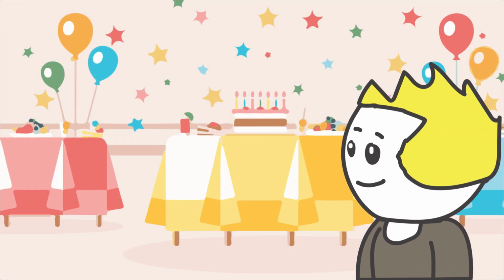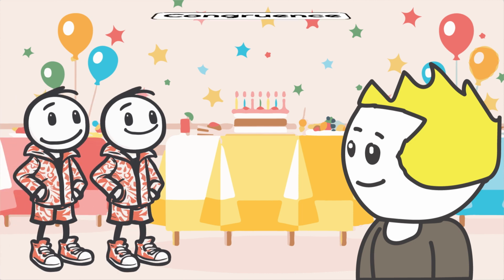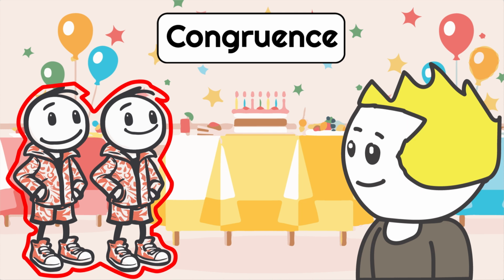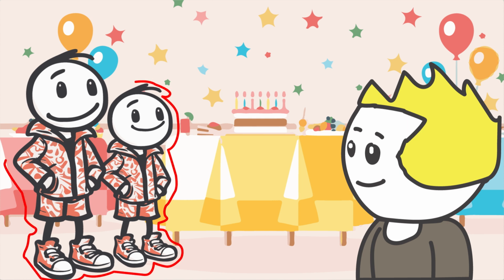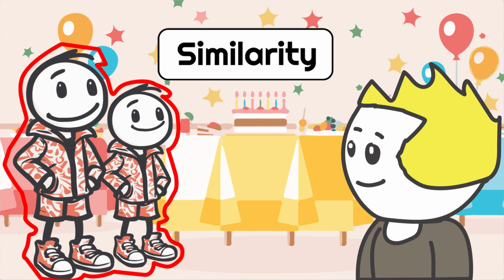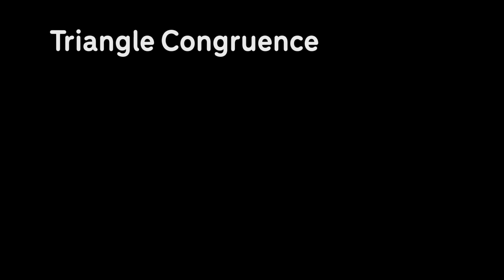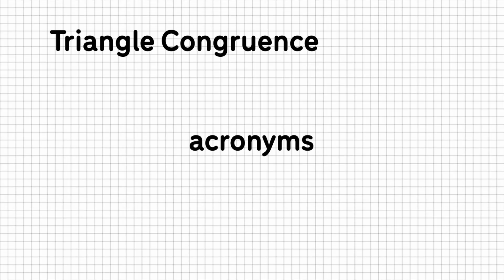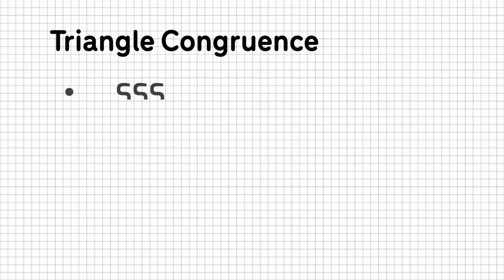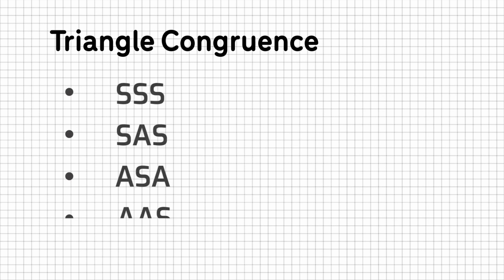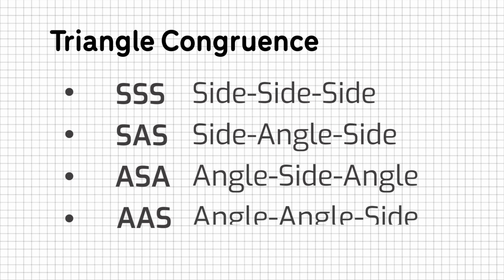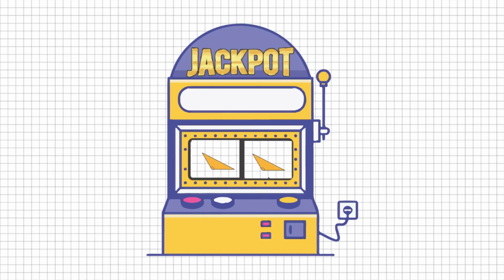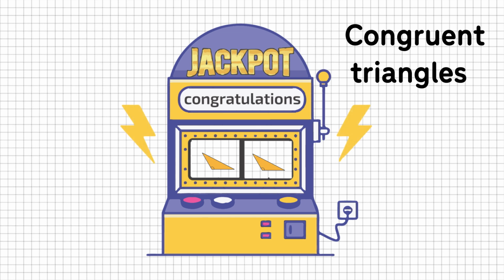Imagine you're at a party and you spot two twins wearing the exact same outfit. That's basically congruence, two shapes being completely identical in every way. But what if you see someone wearing a similar outfit, just in a different size? That's similarity. Same shape, different size. To prove triangle congruence, we've got a bunch of acronyms that sound like secret agent's code. SSS, SAS, ASA, AAS. These stand for side, side, side; side, angle, side; angle, side, angle; and angle, angle, side. If these match up in any two triangles, congratulations, you've got congruent triangles.